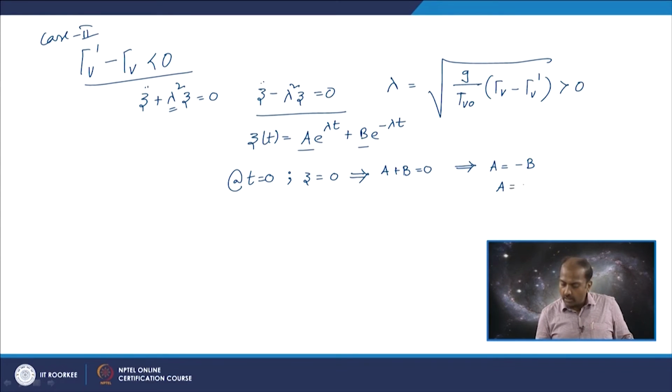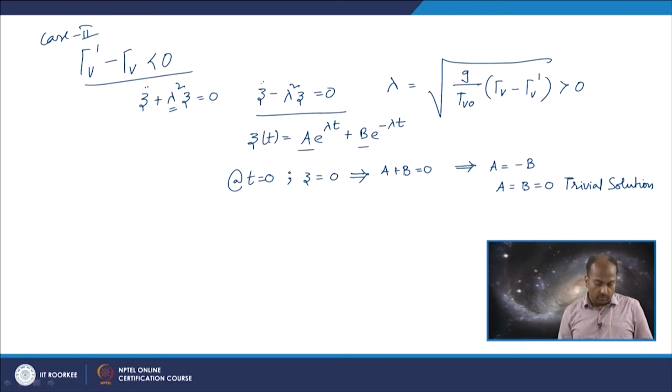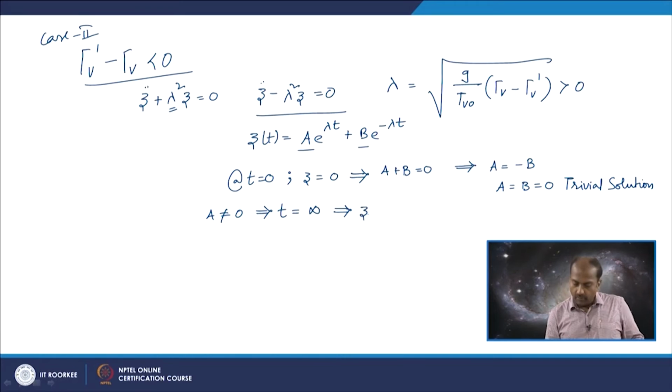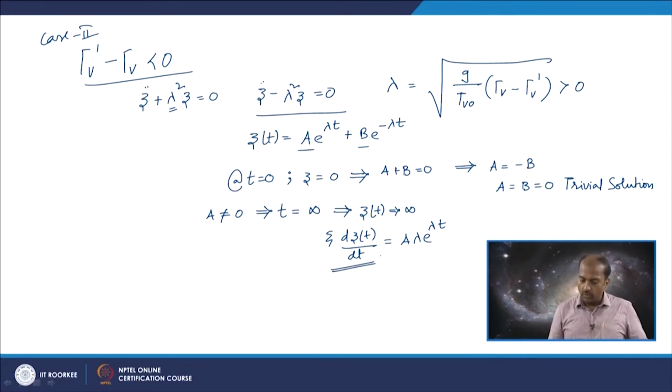Can we say that it has to be A equals B equals 0? We can actually say that mathematically it is true, but this will lead to what is called a trivial solution. A trivial solution won't tell you any information about the nature of motion, right. So, we should always discard the trivial solution. So, A is of course not equal to 0. If you take that, then when t tends to infinity, if you go on increasing the time, you will realize that z of t, the position, also tends to infinity, right, and the change of position with respect to time, the velocity, is A lambda e to the power of lambda t, right. So, now this is non-zero, the velocity is non-zero, right.